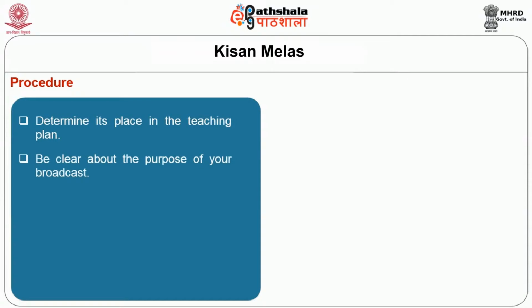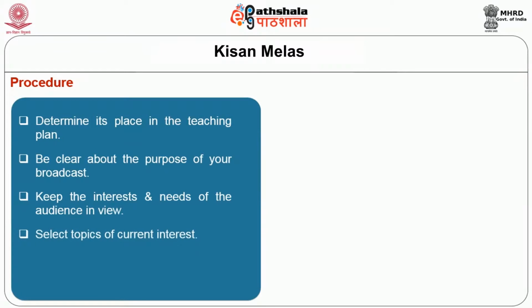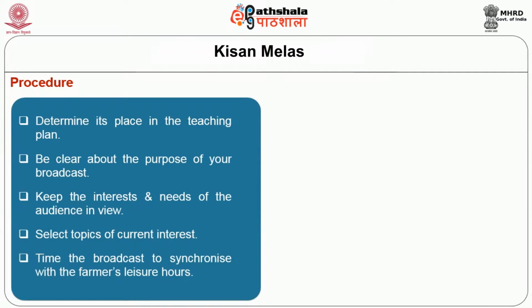Be clear about the purpose of your broadcast. Number 3. Keep the interests and needs of the audience in view. Number 4. Select topics of current interest. Number 5. Time the broadcast to synchronize with the farmers' leisure hours. So, farmers will have a hectic schedule. So, according to the area, you find out the leisure time and broadcast the radio message.